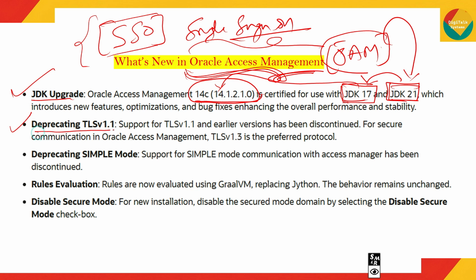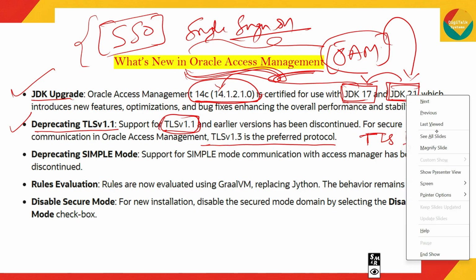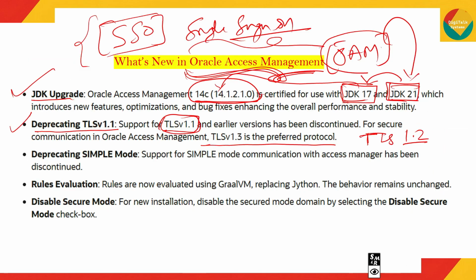Second, deprecating TLS 1.1. For the SSL handshake and security purposes, TLS version 1.1 has now been deprecated, which was used till 12.2.1.4. For secure communication, TLS 1.3 is the preferred protocol. That means 1.1 is deprecated, but TLS 1.2 is still there. So 1.2 and 1.3 are supported now, and the preferred one is the latest, which is 1.3, and 1.1 is completely deprecated.